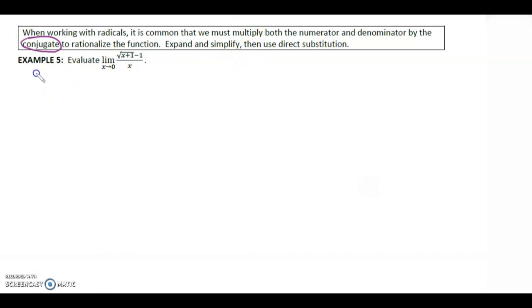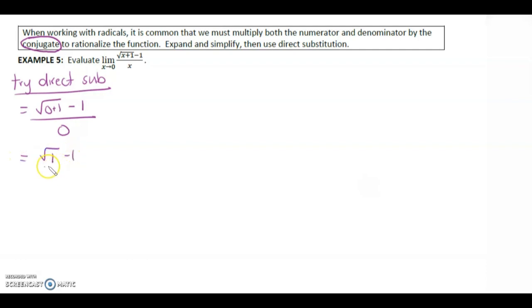So let's go try direct substitution. If we did that, we would get 0 plus 1, root 0 plus 1 minus 1 over 0. So we'd get 1 minus 1 over 0, which is 0 over 0. So in other words, if you're on a test and you're getting 0 over 0, you cannot use direct substitution.